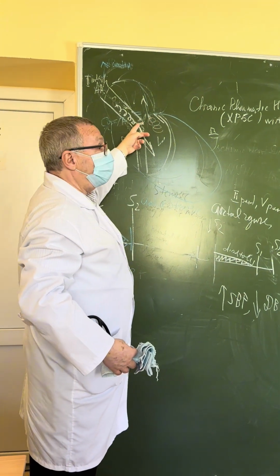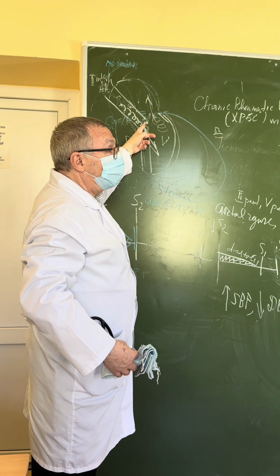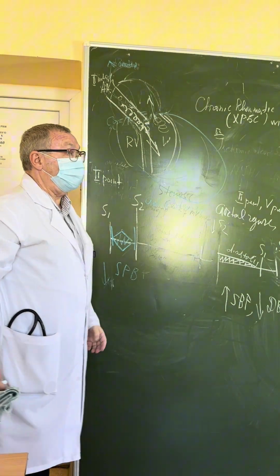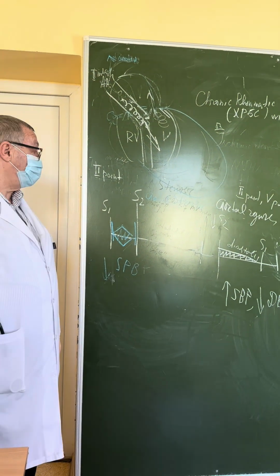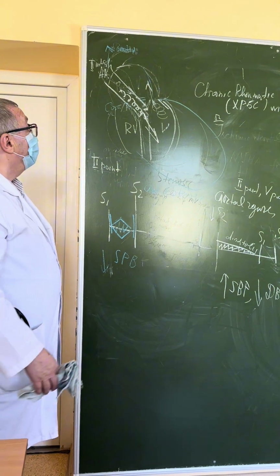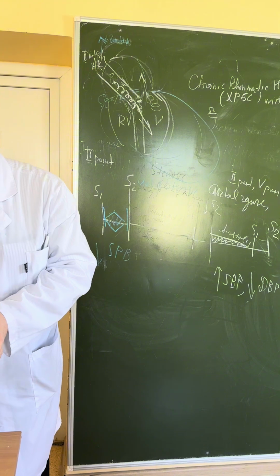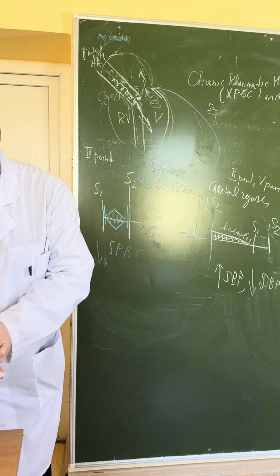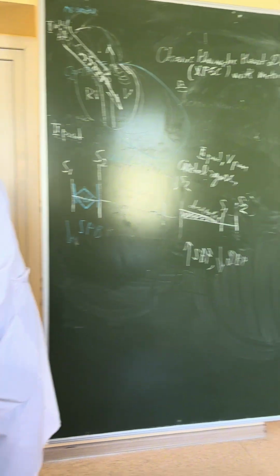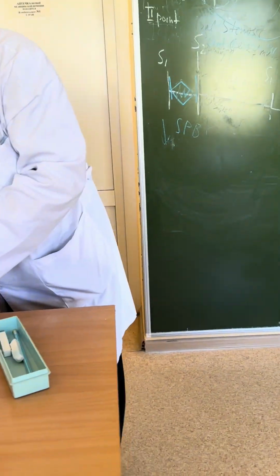Bicuspid directly on the edge of the sternum. Semilunar valves, normal position of the heart. What's the most frequent murmur? No, I will show you what an ECG is.